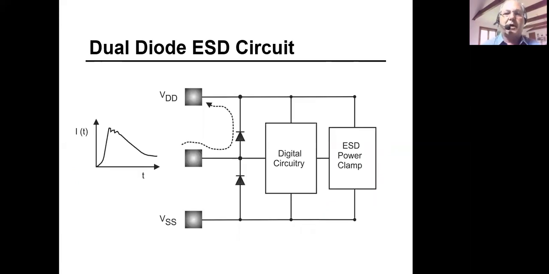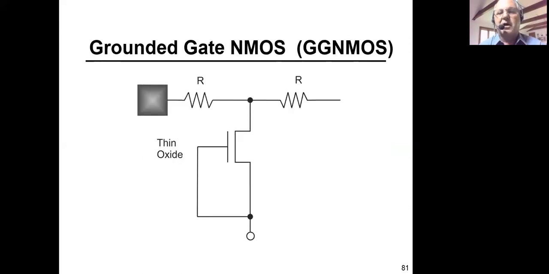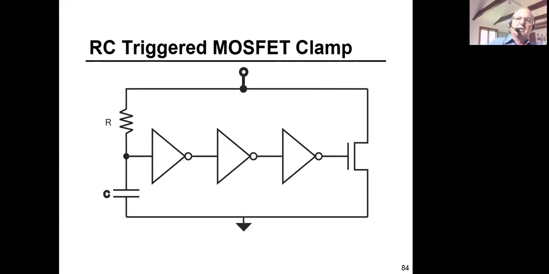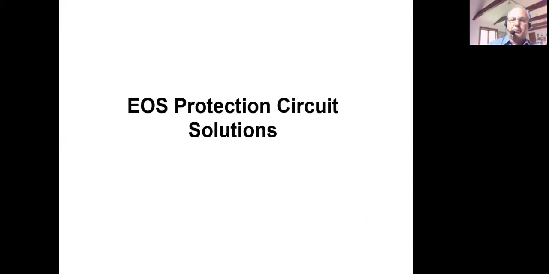So what are some on-chip solutions? Well, a well-known one is the dual diode network. A second common one is the grounded gate NFET, which is sometimes called a GGNMOS. Silicon-controlled rectifiers are also used as a way to add ESD protection. And then within the power grid, RC-triggered MOSFET clamps are placed to discharge current between VDD and ground.